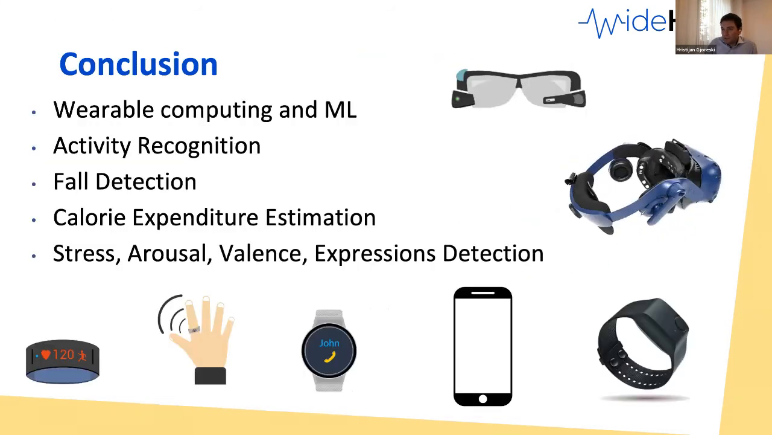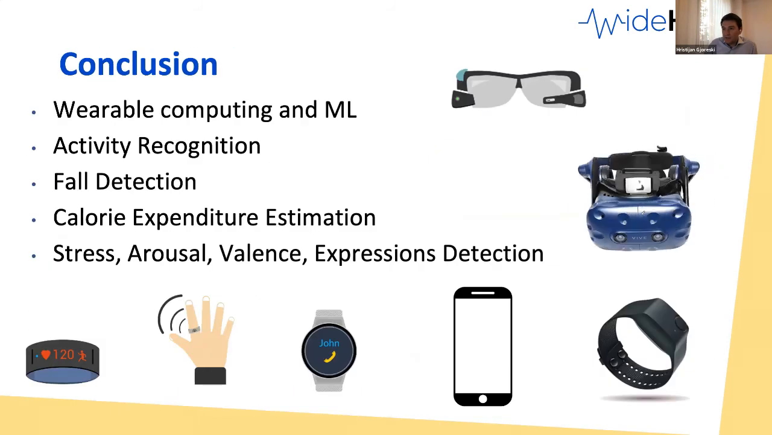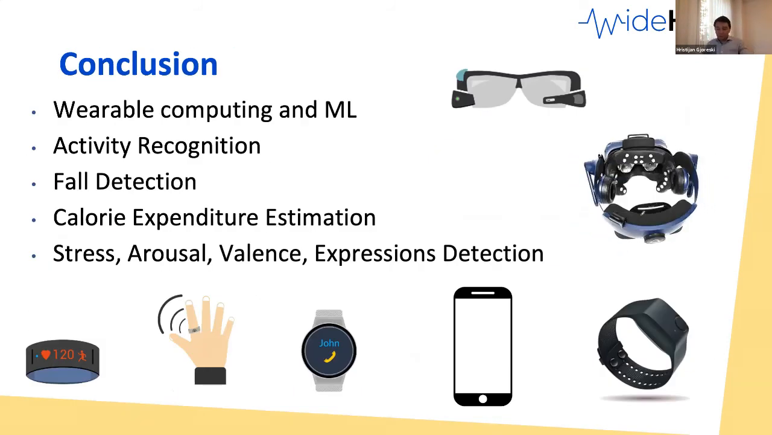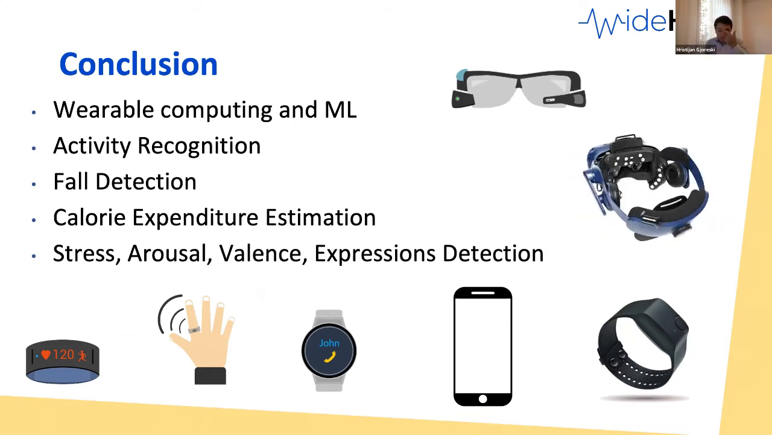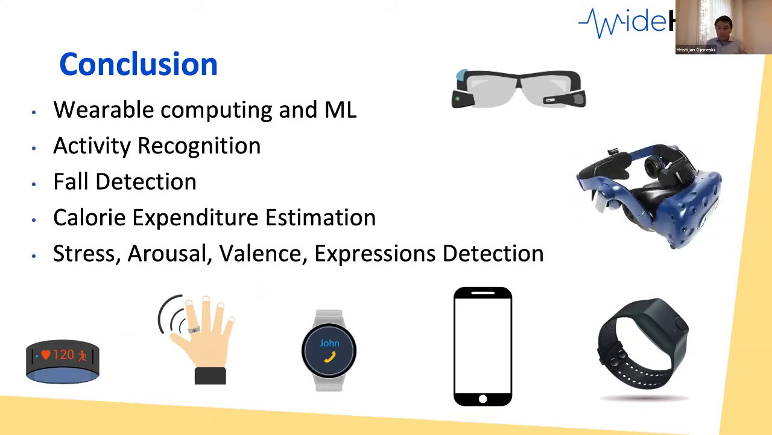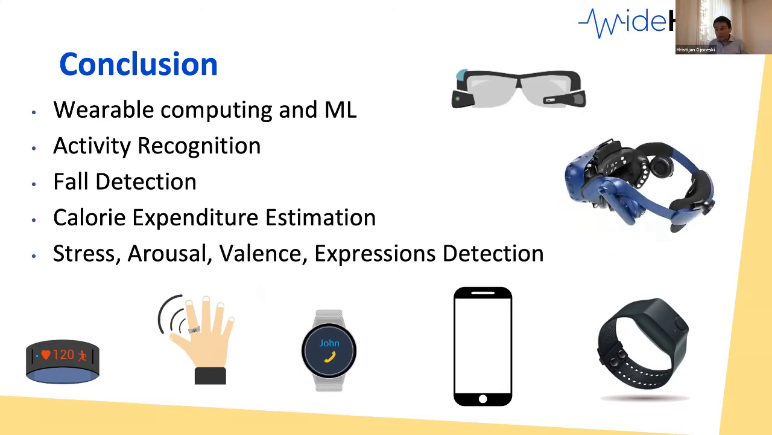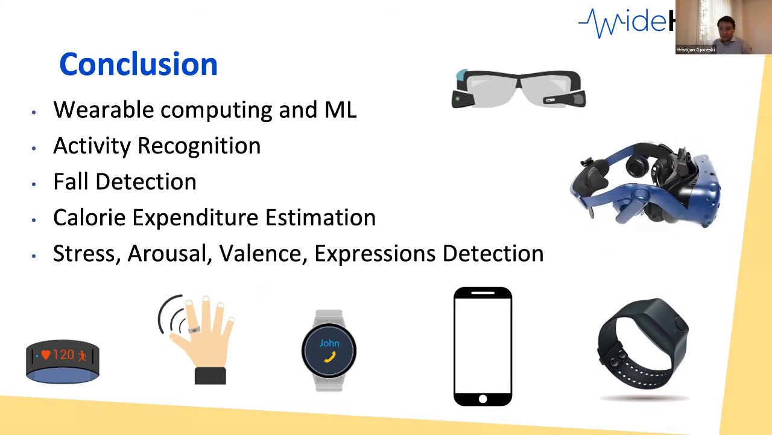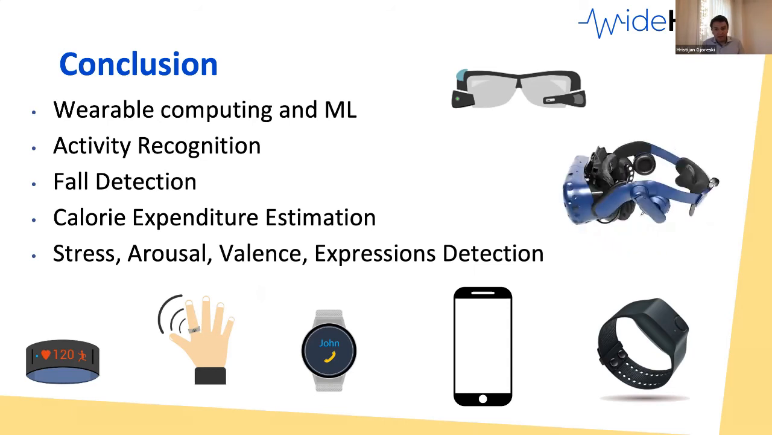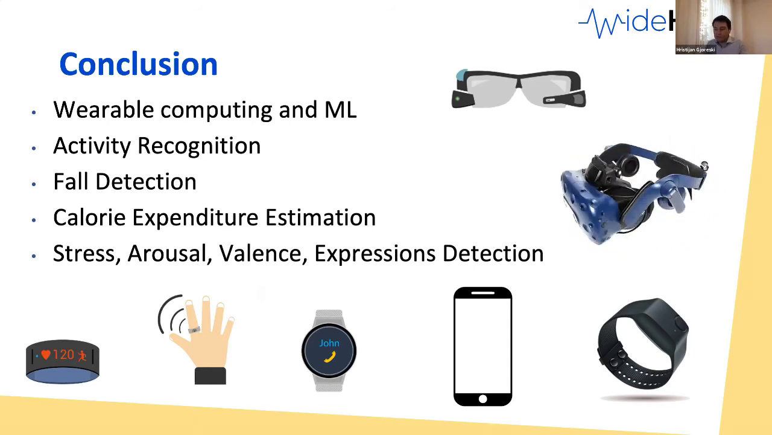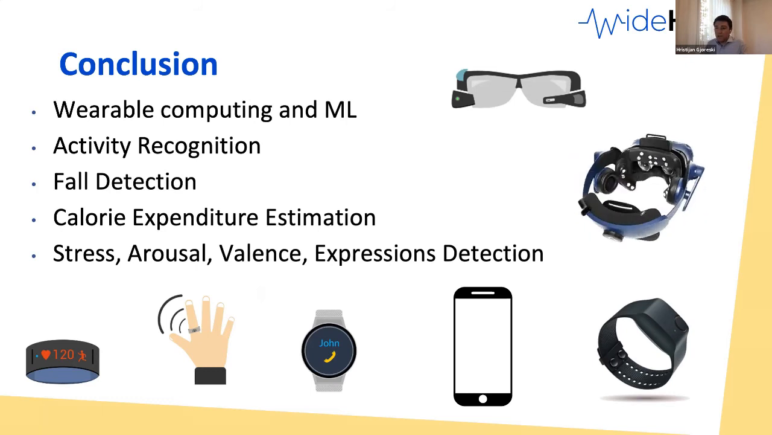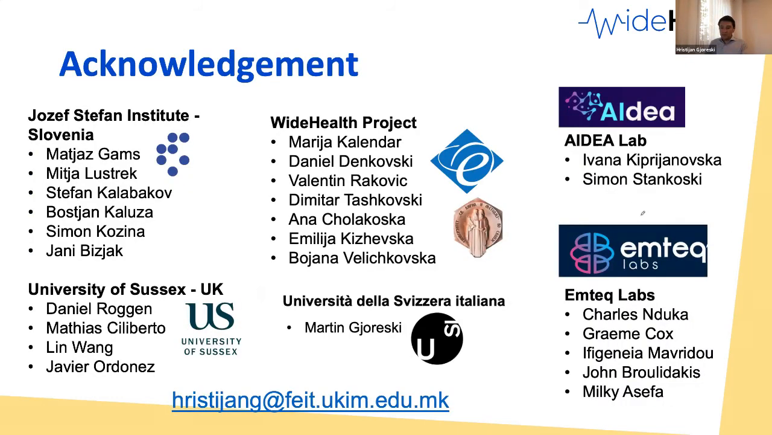And actually, to conclude, you should be aware of what wearable computing is, how machine learning is used in wearable computing, activity recognition, fall detection, calorie expenditure estimation. Stress and arousal balance is the next big thing, in which there is a lot of activity in the research community. And my final slide is to thank all these people.